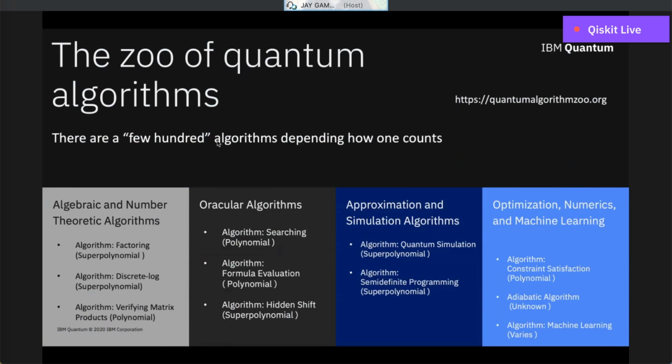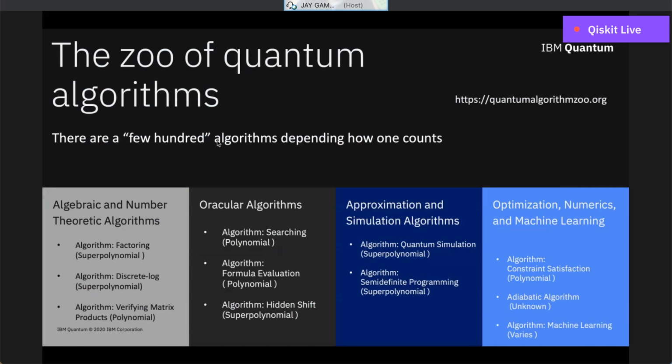So it turns out that there are actually a lot of algorithms that we know. In the field we're continually finding more, and continually understanding how these quantum computers will work. And there's a zoo for quantum algorithms that I recommend all of you go check out. There are a few hundred quantum algorithms out there, depending on how you count what is different, that are either algebraic, oracle, simulating, or some machine learning and optimization. So it's important that we keep doing this and understanding what we can run.